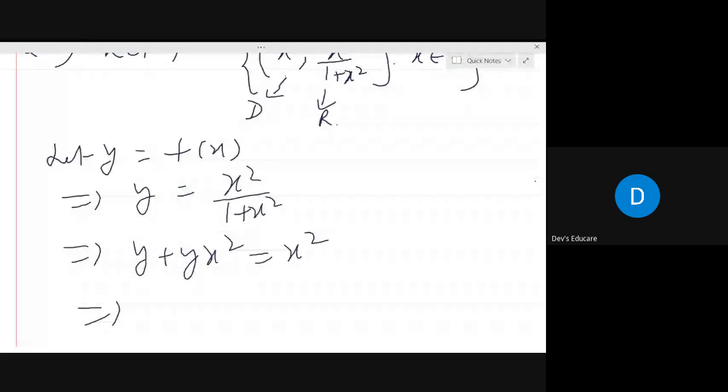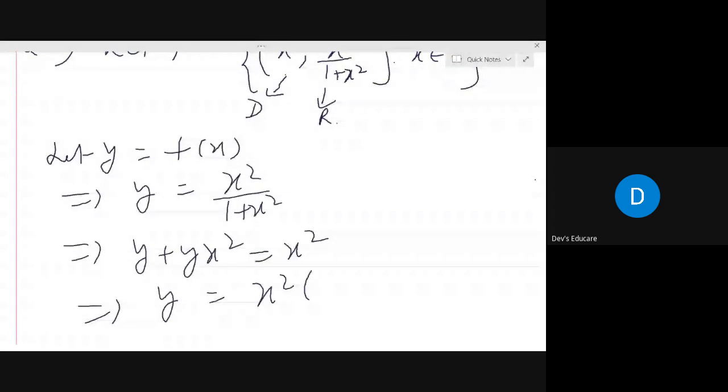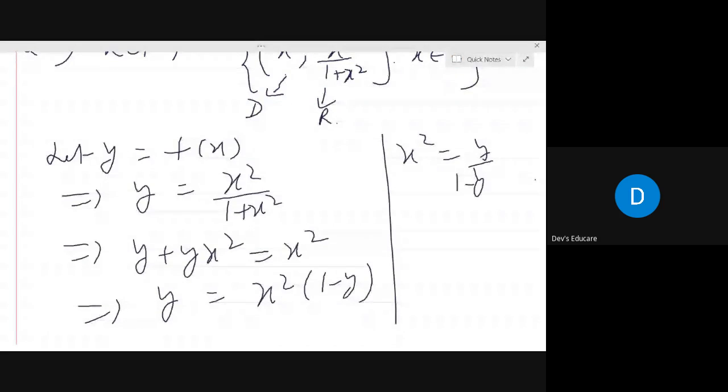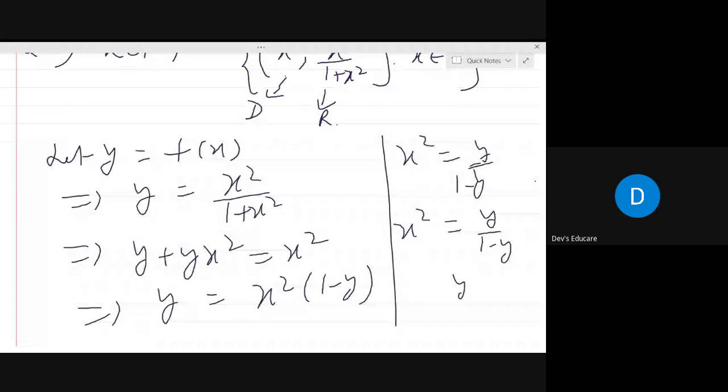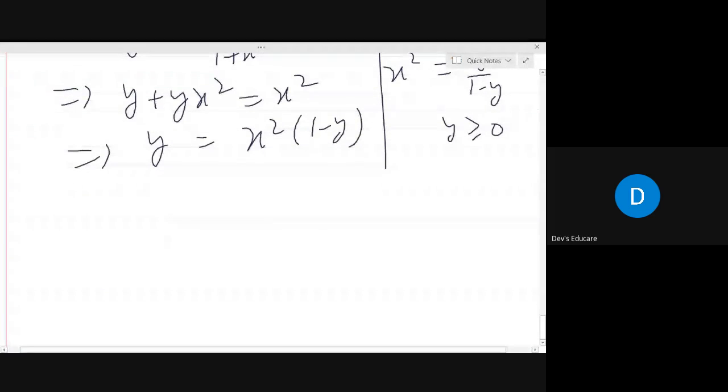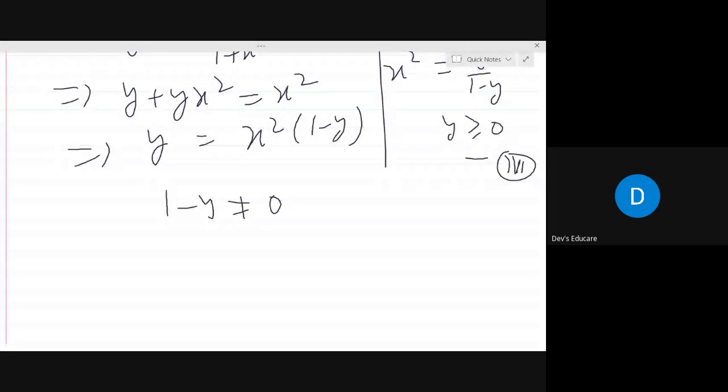So y = x² common (1 − y), and from here we have x² = y/(1 − y). See, y is greater than or equal to 0, and 1 − y cannot be equal to 0. So these two things are there. One, y ≥ 0, and secondly, y cannot be equal to 1.